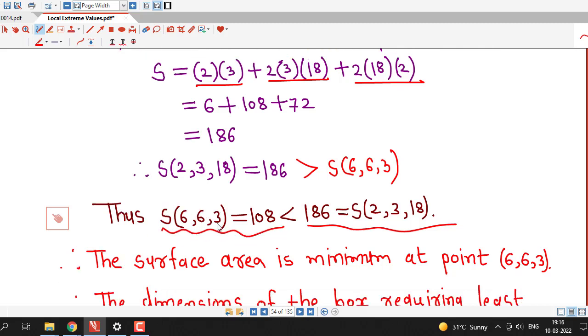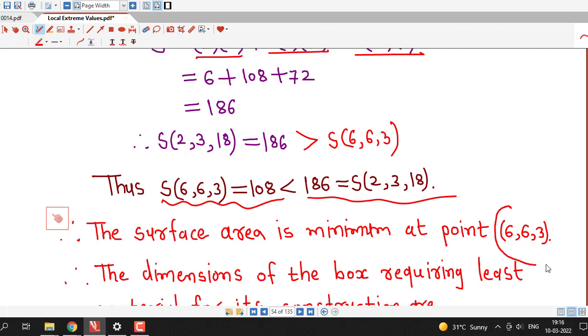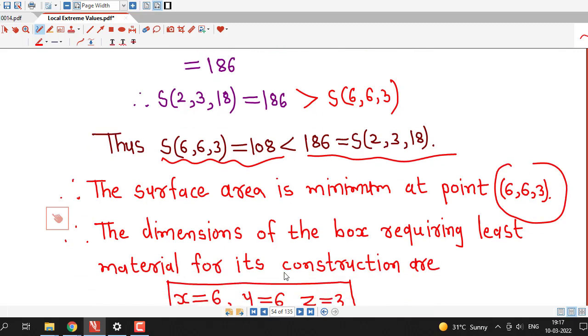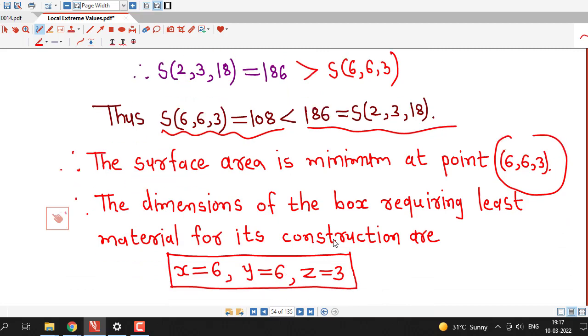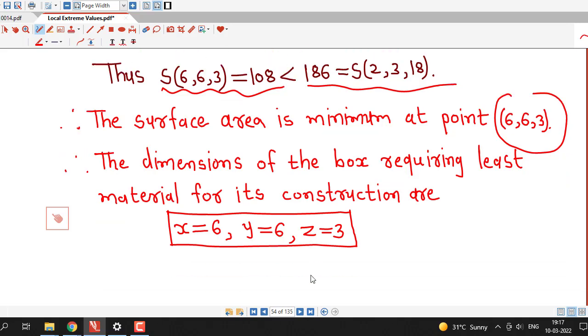So we can say that the surface area is minimum at the point (6, 6, 3), or we can say that the dimensions of the box requiring least material for its construction are x equal to 6, y equal to 6 and z equal to 3.